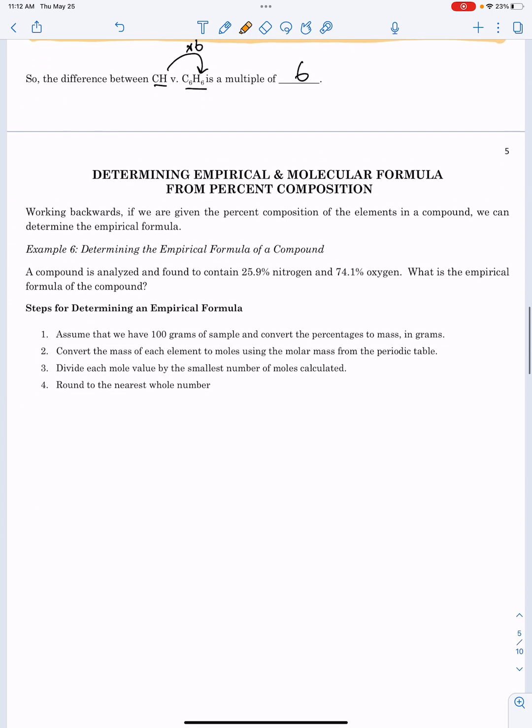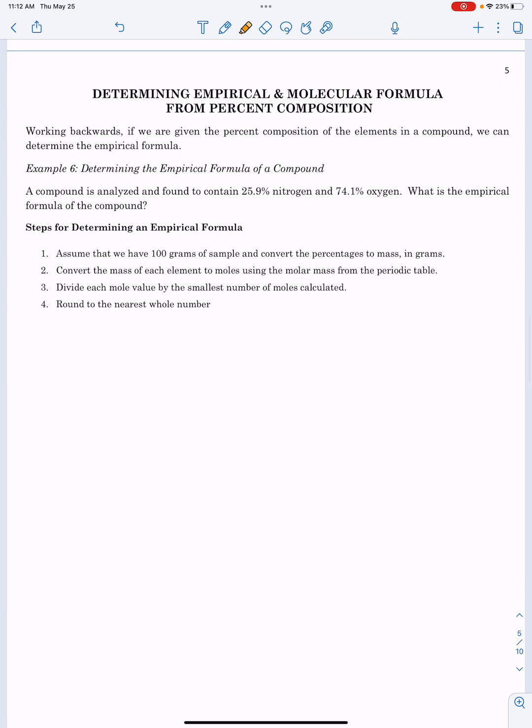I'm going to now end this video with talking about how do I get empirical formulas. And we're going to learn to follow these 4 steps. Working backwards, if we are given the percent composition of the elements in a compound, we can determine the empirical formula. So let's do this through an example. There are 4 steps we're going to follow. A compound is analyzed and found to contain 25.9% nitrogen and 74.1% oxygen. What is the empirical formula? The simplest ratio. That's what it's asking of atoms.